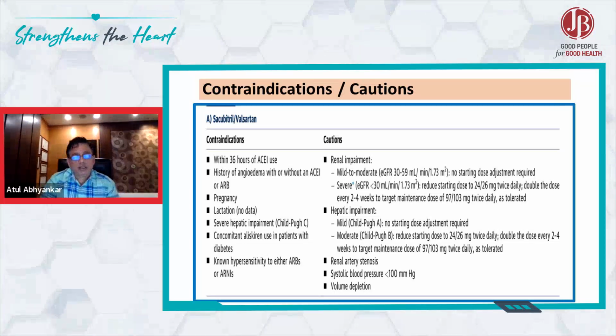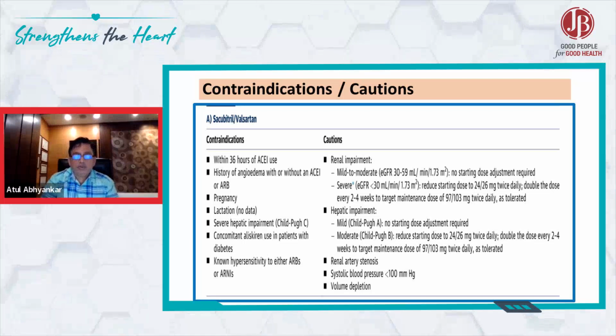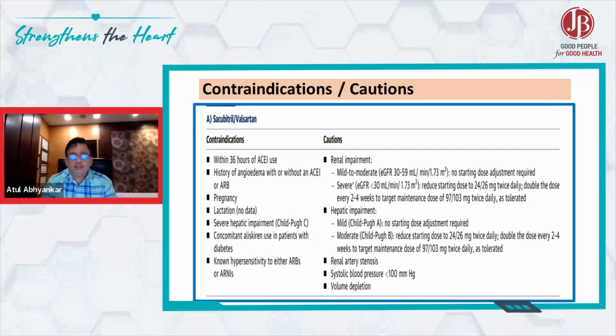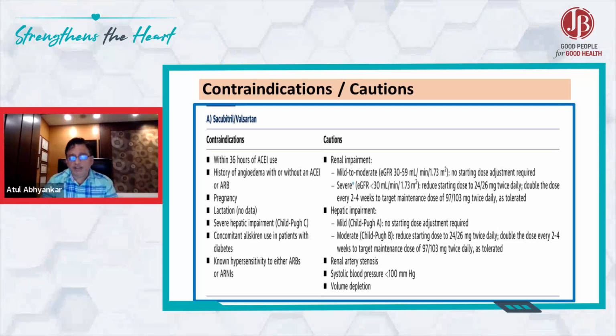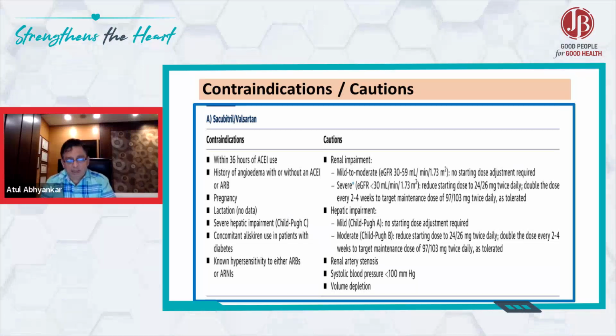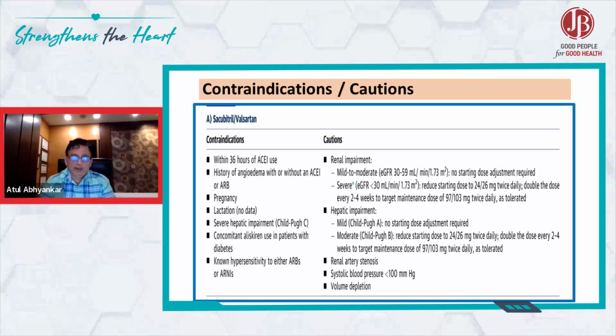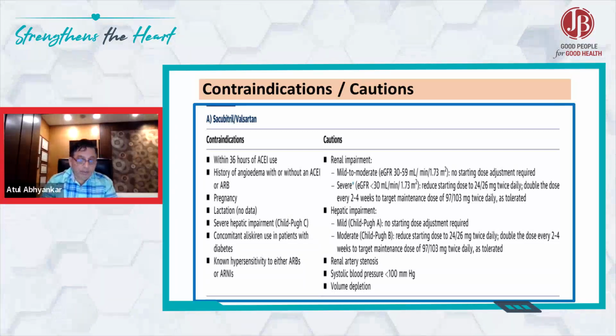The caution is about renal impairment. In mild to moderate renal impairment, that means an eGFR of more than 30, there is no dose adjustment required. But when it is less than 30, you need to start with a lower dose. Similarly, in mild hepatic impairment, no dose adjustment is required, but in moderate hepatic impairment, you need to adjust the dose.